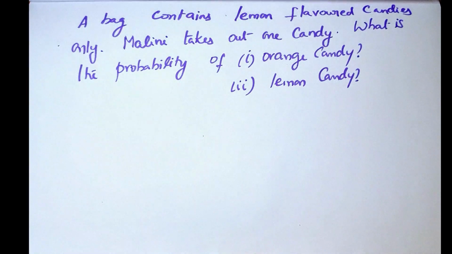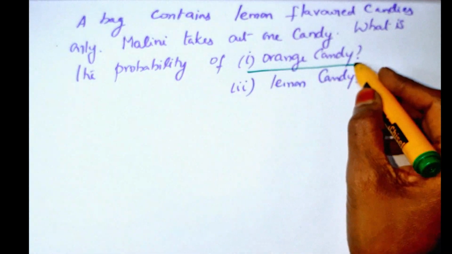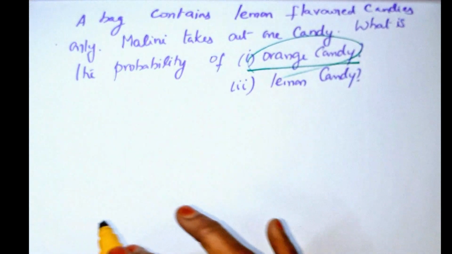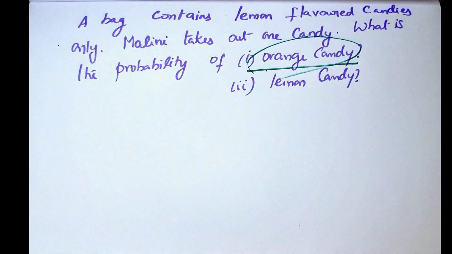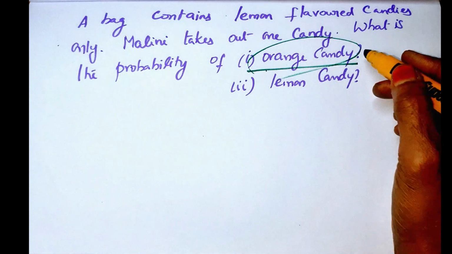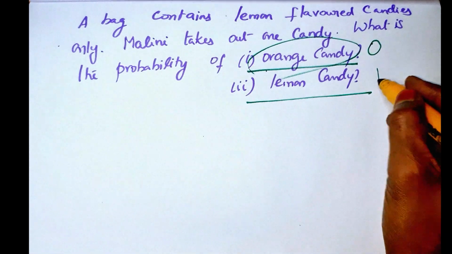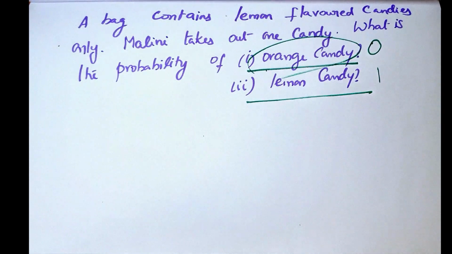The next one. A bag contains lemon flavored candies only, and Malini takes out one candy. What's the probability of an orange candy? In the bag we have only 11 candies. No orange candies are there. So this is an impossible event. It won't happen, there is no chance as we have no orange candies. So what's the probability of an impossible event? It is 0. And what's the probability of getting a lemon candy? There are lemon flavored candies, so definitely we can take out lemon candies. Such events are called sure events, certain events. What's the probability of a certain event? 1. Am I right?